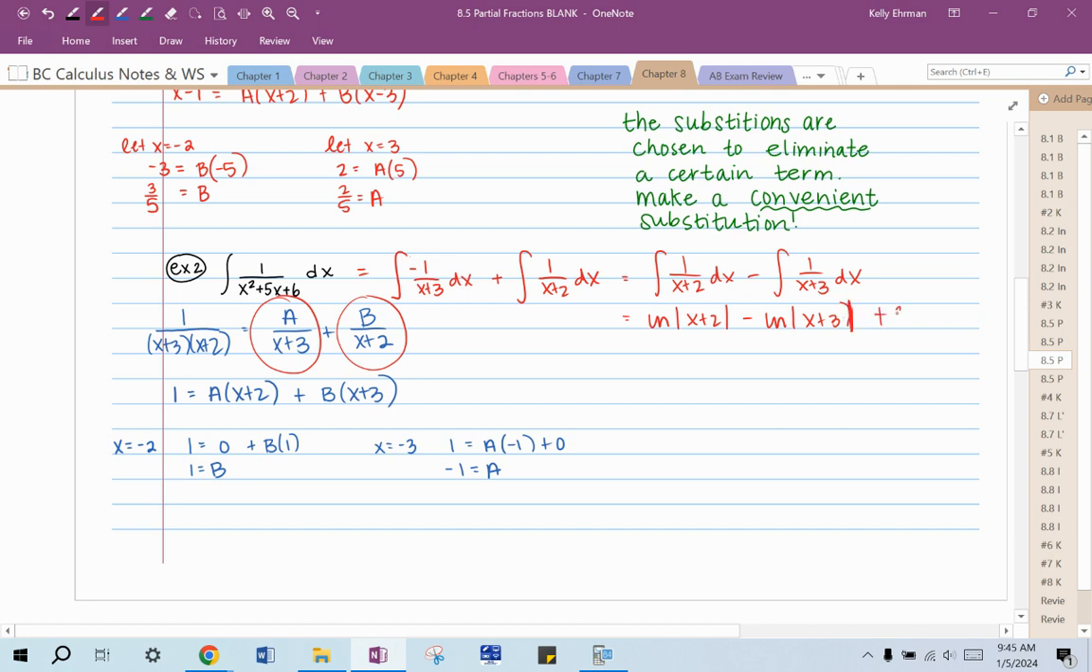Oops. Plus c. And you do need to note that if these are multiple choice problems, they might condense using log properties. So if you're looking for this answer and you don't see it, it could be that, because we're subtracting logarithms, they've made it the natural log of x plus 2 divided by x plus 3. So you do need to remember that from pre-calc. If we're subtracting logarithms, we're dividing the results inside of the natural log.